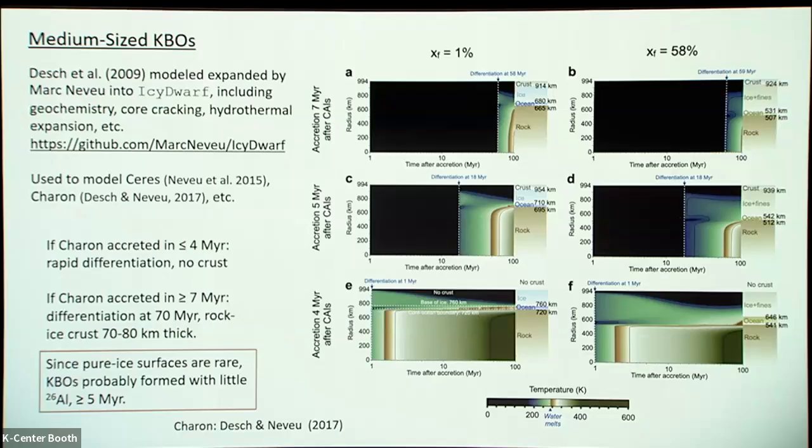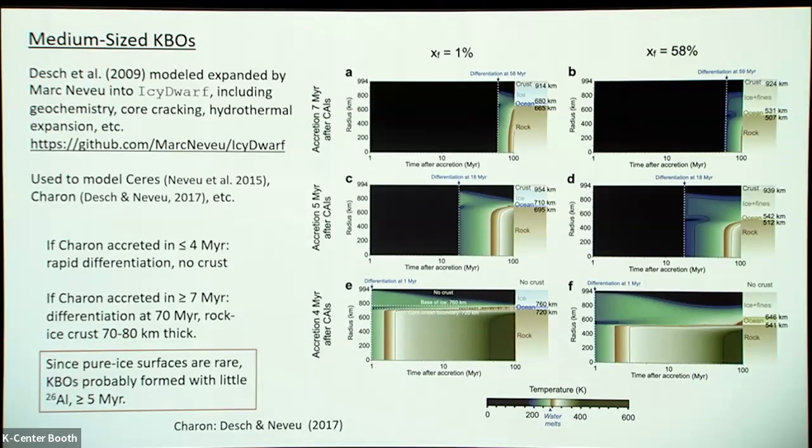But in general, if Charon accreted in less than 4 million years, it would have enough aluminum-26 that the ice shell would, the crust would totally melt. And then you would have ice on the surface. Anybody in this size range should have ice on the surface if they rapidly accreted before 4 million years. And if they accreted after 7 million years, then there's no way that would happen. They should have these rock ice crusts. And since most Kuiper belt objects don't appear to have pure ice surfaces, we sort of infer that KBOs generally form pretty late with low aluminum-26, but where in that 4 to 7 million year range they formed is still maybe an open question.